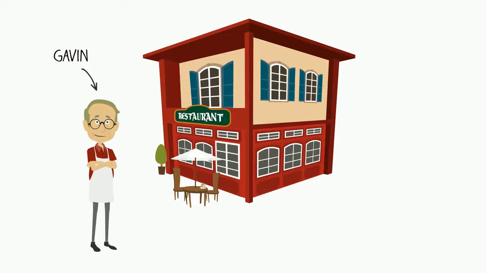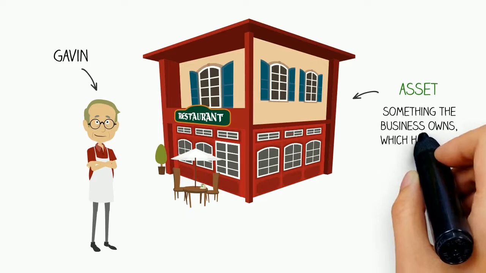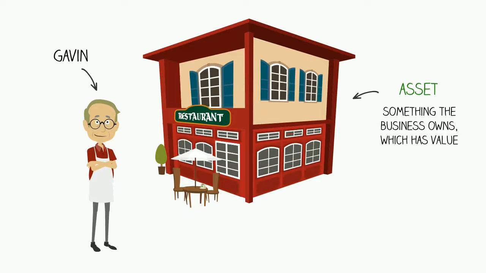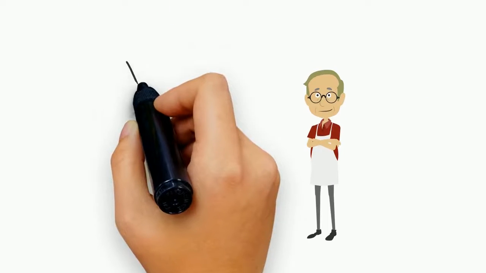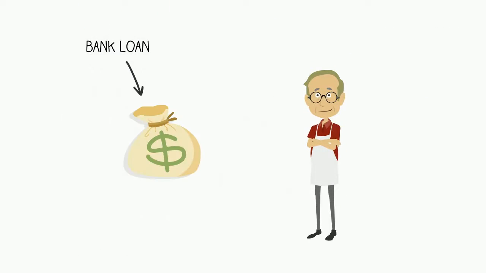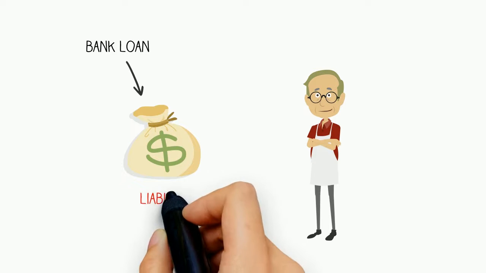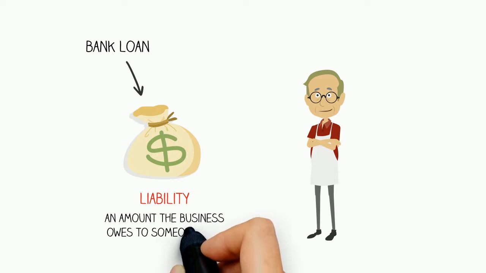If we take a close look at his business, we see that he owns the building which is used for the restaurant. This building is an example of an asset. It is something of value which the business owns. Gavin also has taken on a loan from the bank so that he could buy the building which he uses for the restaurant. This is an example of a liability. It is an amount which the business owes to someone else.